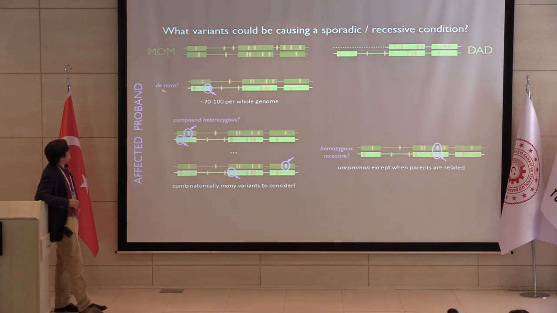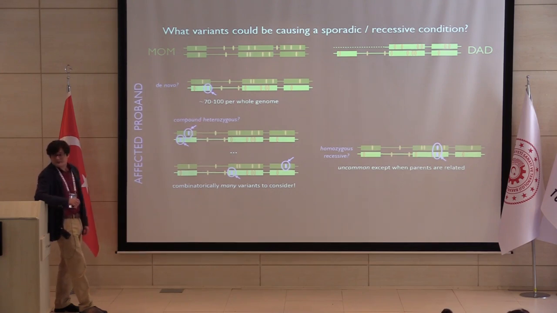One option is that this is a dominant condition and mutation happens de novo. This is why nobody had the phenotype. It's actually 700 per whole genome, and in the coding regions where all of the action is, on average it's 1. Which is very good, because if I find a de novo mutation and I have a good suspicion, it's already a pretty good lead.